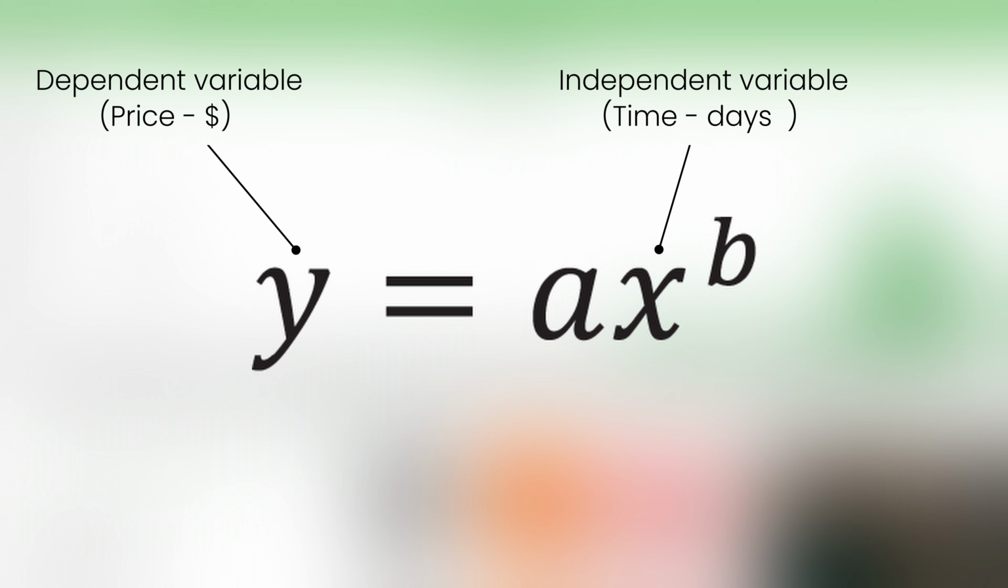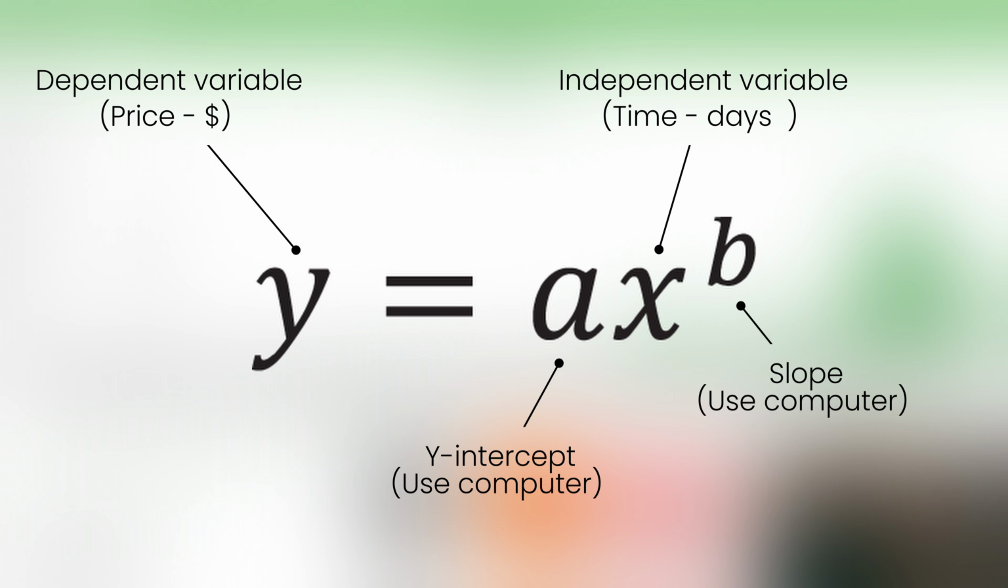Then we have our two coefficients, A and B. Remember, A is the y-intercept, the value at which our trend line will cross the y-axis. And B is the slope. It's this exponent, the slope raised to the power of B, that gives a power trend line a curved, non-linear effect, as opposed to our linear trend line, which you might remember was y equals A plus BX.